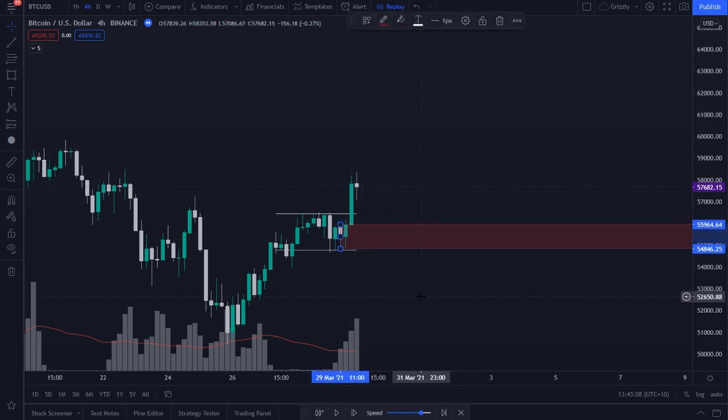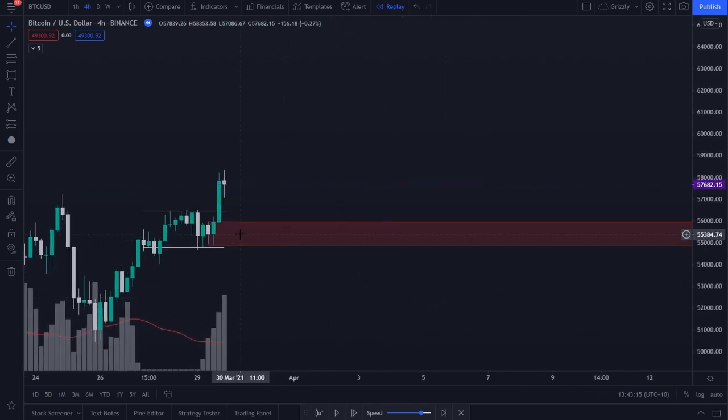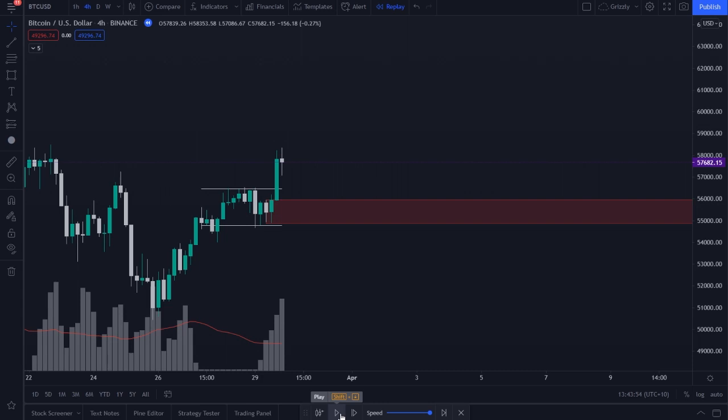Now, you may not actually take action and enter any trade right now, but what we're actually looking for is a retest on this zone to confirm that this demand block is actually here and we can actually place a trade on it. So I'm just going to push play now and we'll wait and see what happens.